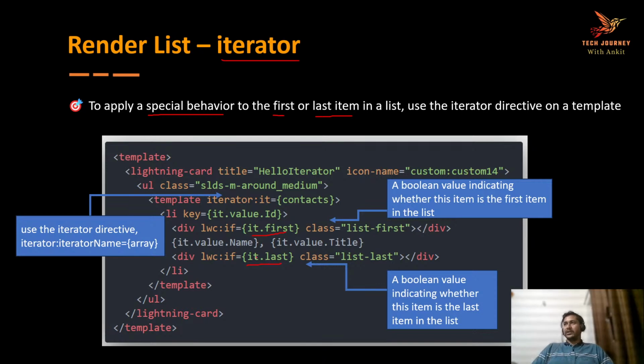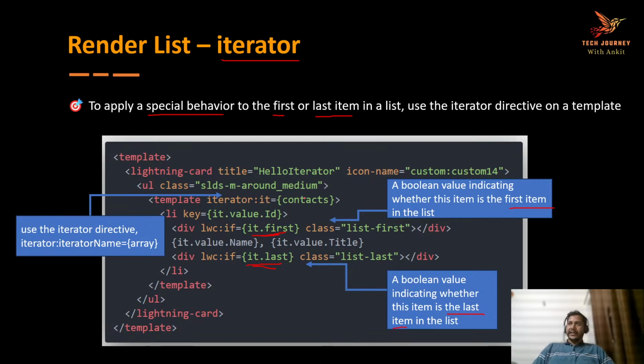Then you can go for the iterator, because here we get two special variables which are not available with the for each. In the for each loop, you cannot identify whether the component that you are iterating is the first element or the last element. But with the help of these two special variables in the iterator, you can easily identify whether it is the first item in the list or the last item in the list.